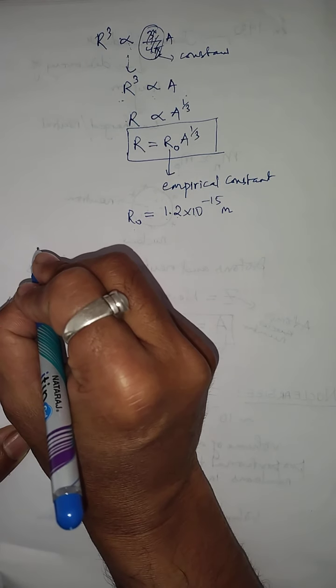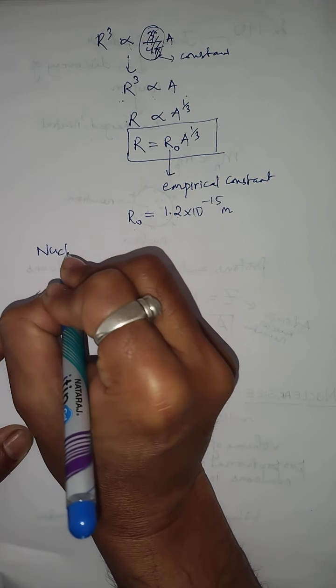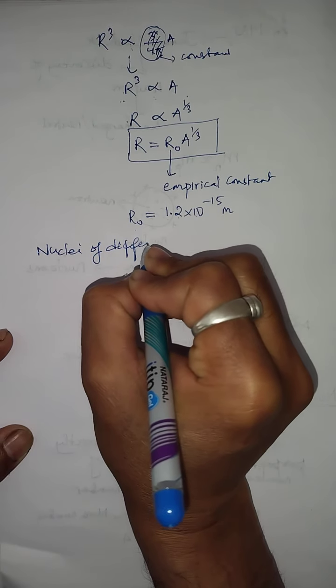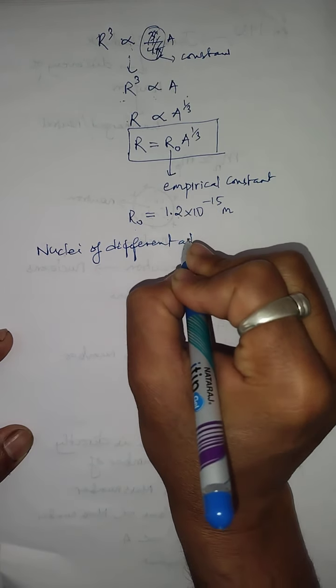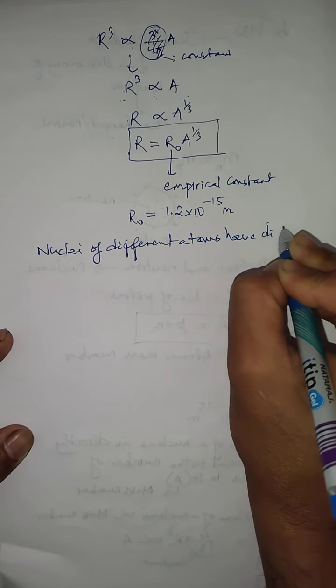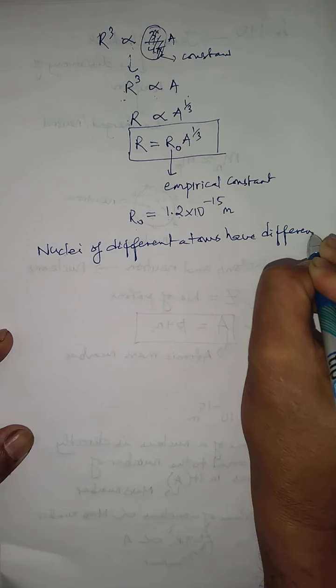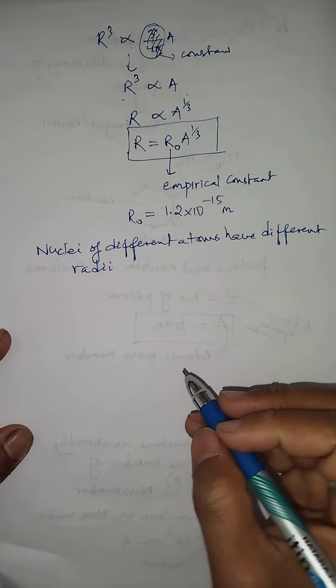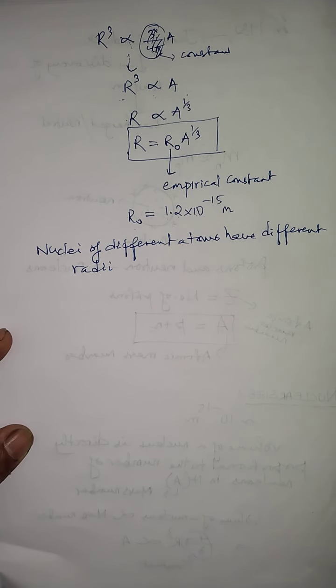So I can write a point here: nuclei of different atoms have different radii. It means the radii of all the atoms are not the same; nuclei have different radii.